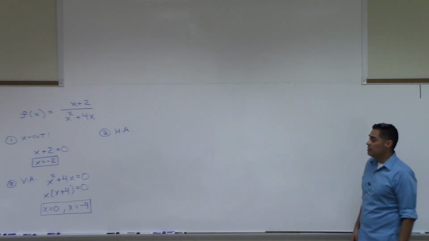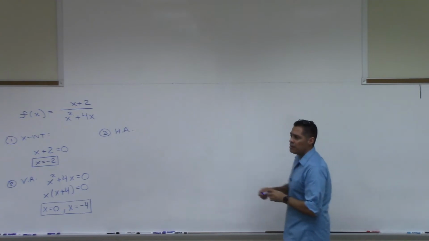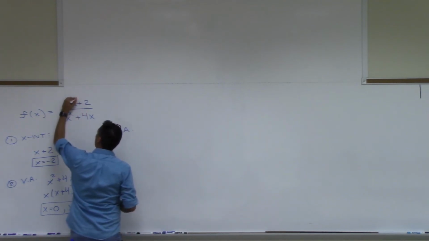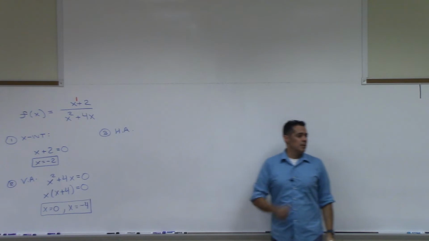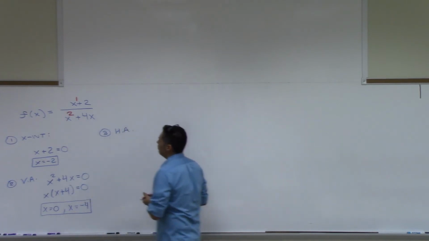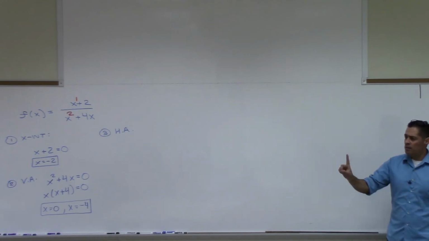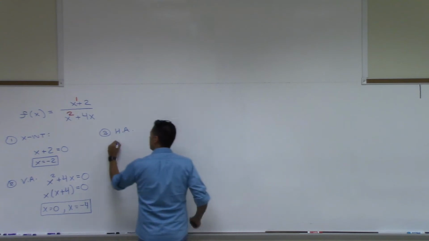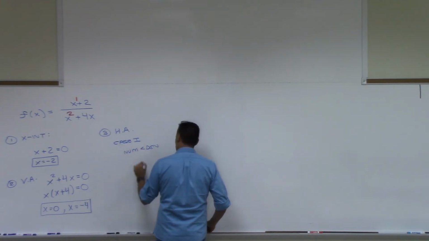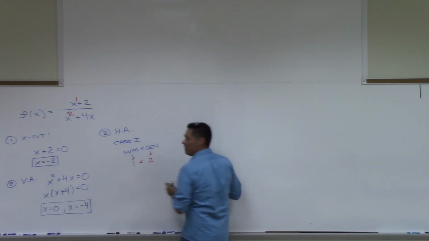To find that, we compare the degree of the numerator to the denominator. What is the degree of the numerator? 1. The degree of the numerator is 1. What is the degree of the denominator? 2, right? It's the highest power of x that we see. Which one's bigger? The denominator's bigger than the numerator. Or you could say the numerator is smaller than the denominator. Isn't that case 1? Okay, so this is case 1, because the numerator's degree is 1 and the denominator's degree is 2.